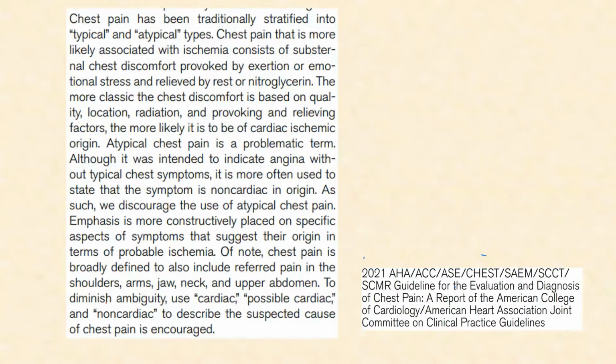So to diminish the ambiguity, use cardiac, possibly cardiac, and non-cardiac to describe the suspected cause of chest pain. The recent guidelines no longer talk about typical and atypical and non-cardiac. It is cardiac, possibly cardiac, and non-cardiac. They removed the atypical because atypical exported a message that things are fine, it's non-cardiac. Though it was meant to mean ischemia with atypical presentation, it was falsely reassuring.